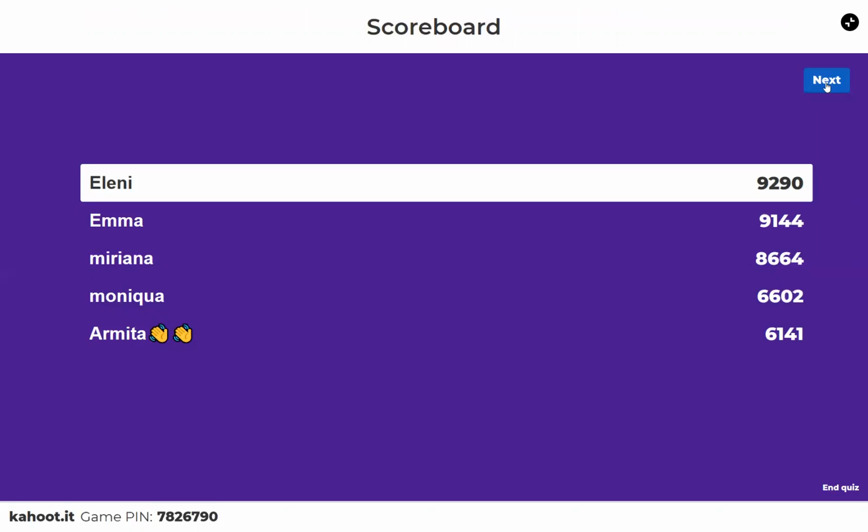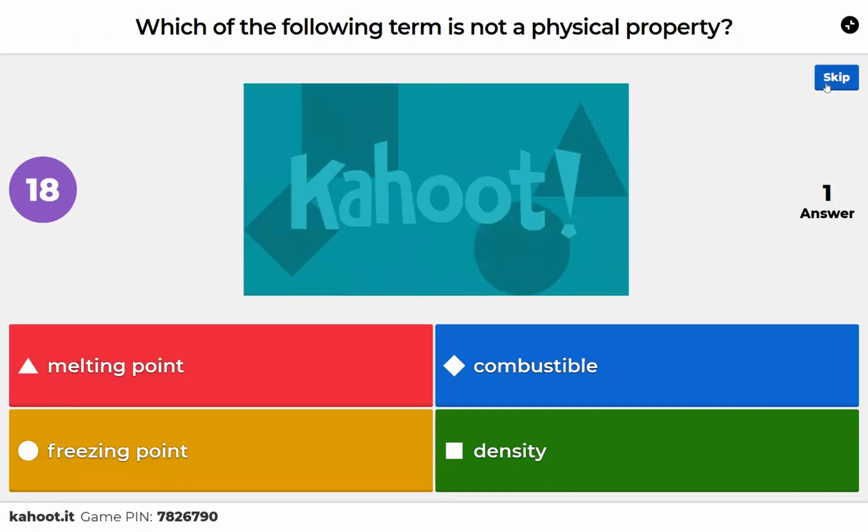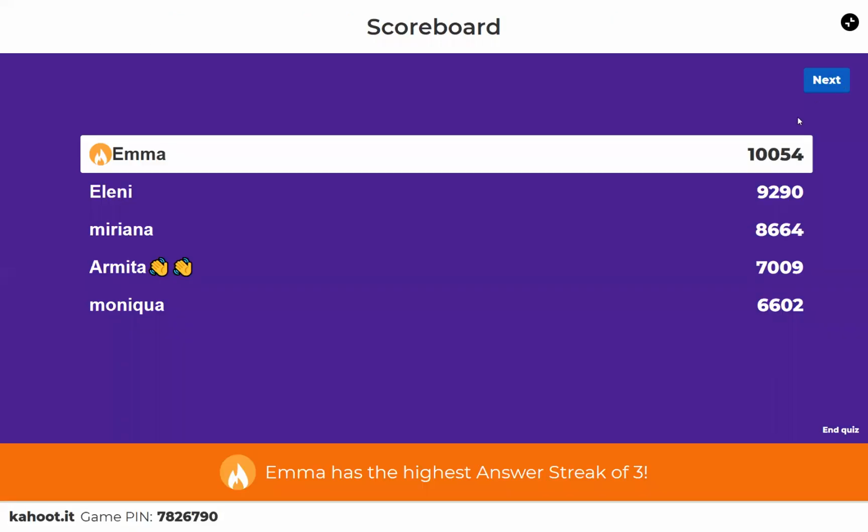Okay, it's getting close up there again. Which of the following is not a physical property? In other words, it would be a chemical property. Yeah, combustibility, reaction with oxygen. All right. Oh, Emma takes over the lead.